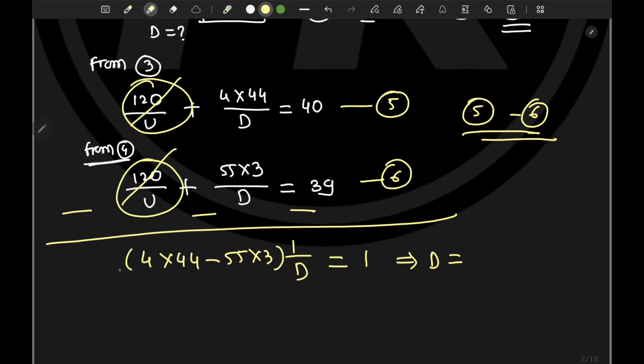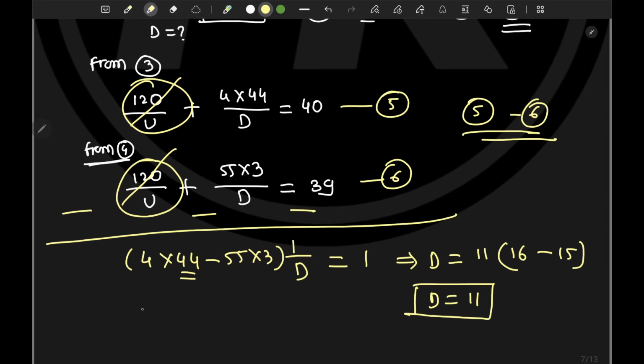I'll take 11 as common out of the bracket so that it will be easy. If I take 11, here it will remain only 4. 4 into 4 is 16, minus, if I take 11, it will remain only 5. So 5 3s are 15, and hence d is equal to 11.